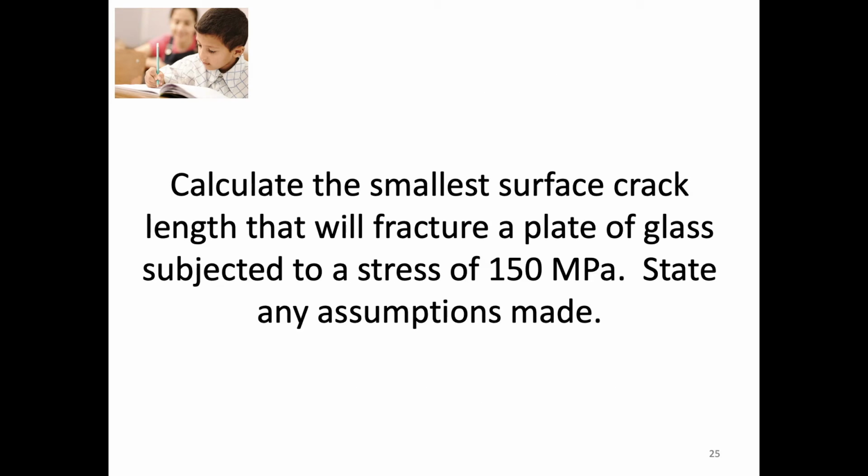All right, so now let's get to the second part. We've calculated this critical value, and now I want to get to maybe more of a practical problem. Let's say that we have that plate of glass again, and we have a surface crack in it, and we want to calculate the smallest surface crack length. So, using those figures in the previous slides of a plate of glass with the surface crack length C in it, if we subject that piece of glass to tensile stress at 150 megapascals, see if you can calculate what the smallest surface crack length has to be for failure to occur using what we've just talked about in this section.